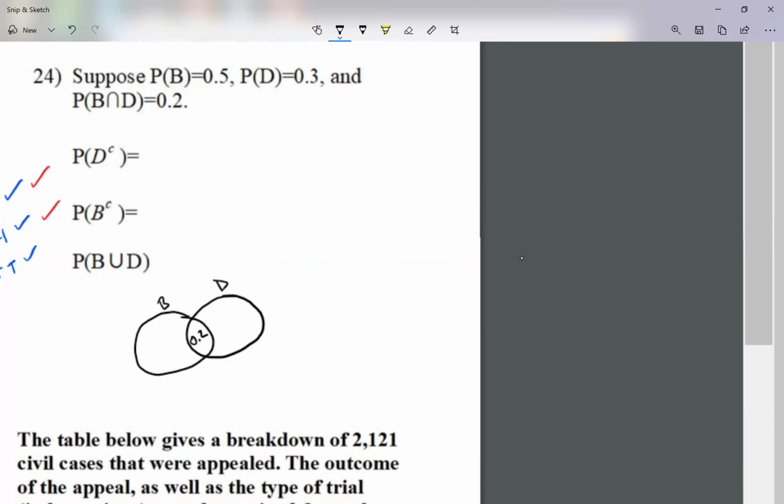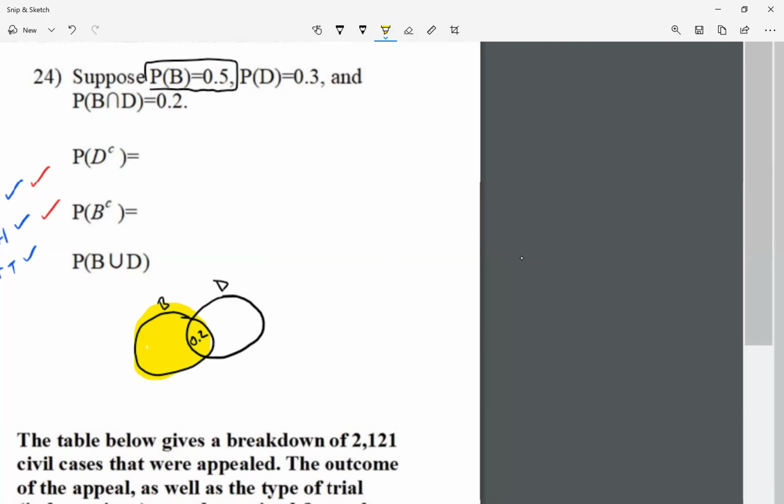Now, probability of B is 0.5. You see how B is this whole circle? Those 2 sections are B. All of it has to add up to 0.5. But part of that circle is 0.2. So I'm going to say the remainder part is 0.3. You guys see that? Because the whole circle B has to equal 0.5.